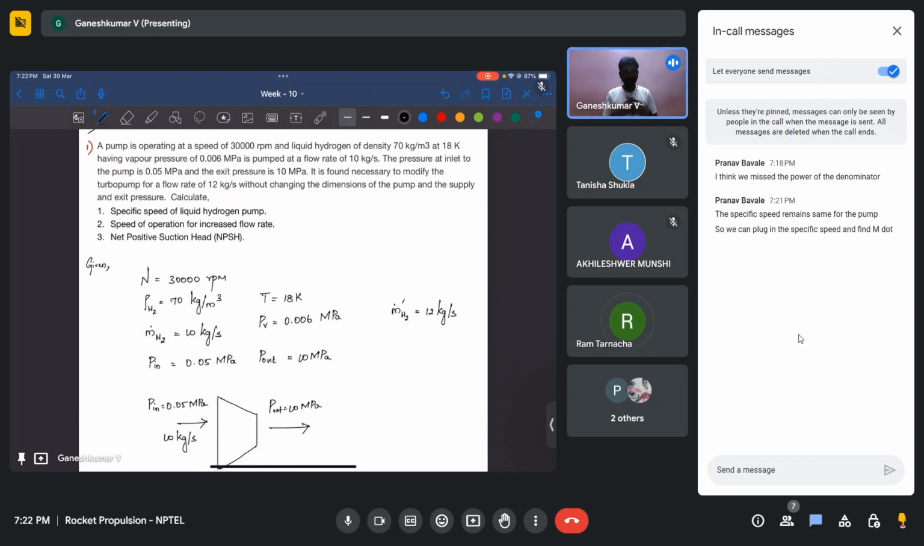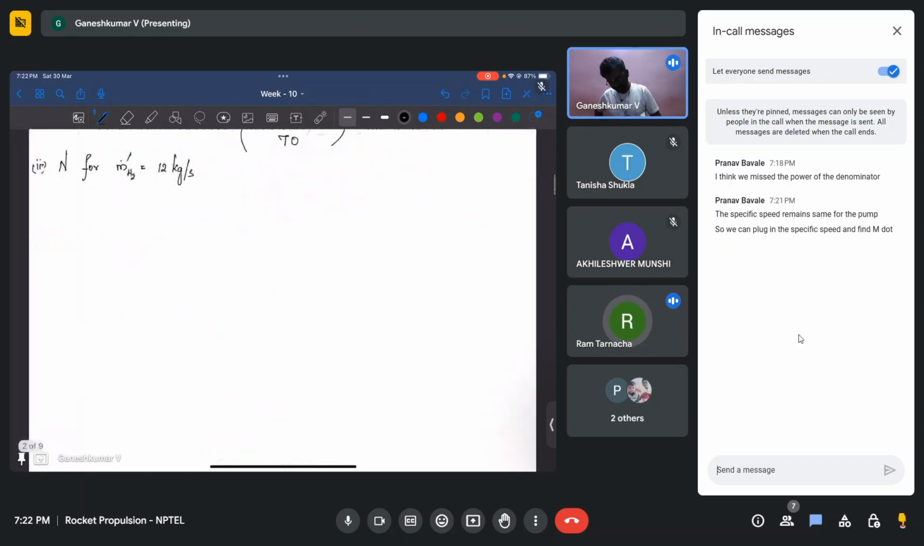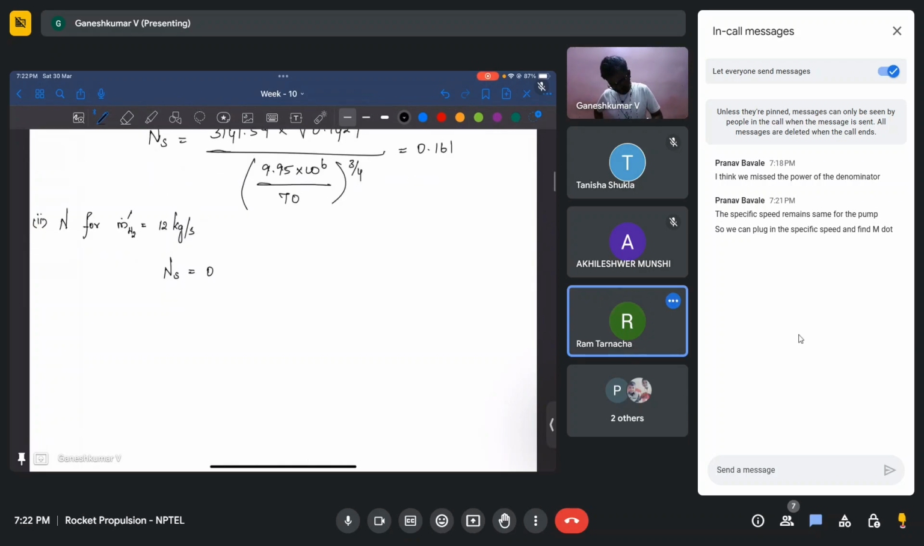Specific speed remains same for a pump actually. Okay, Pranav is telling specific speed remains same for a pump. So we can plug in the specific speed and find m dot. Okay, we can. So Pranav is telling specific speed is same. So why the specific speed has to remain same? For increased flow rate too.